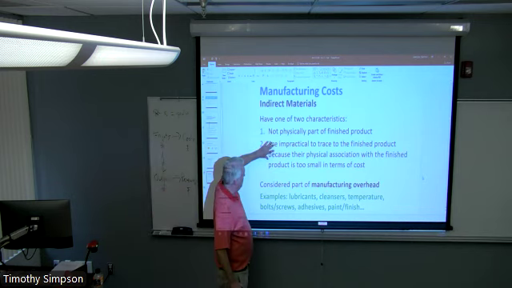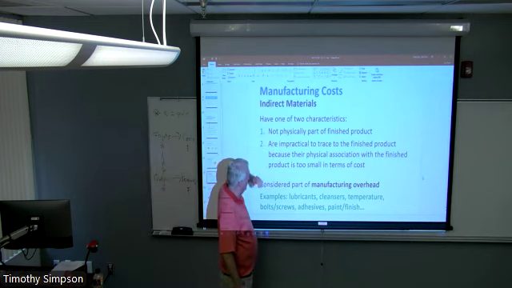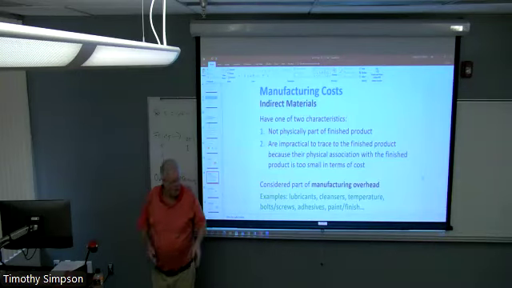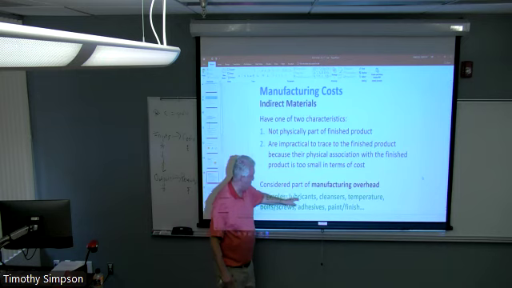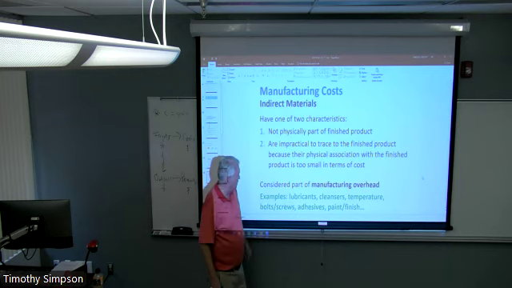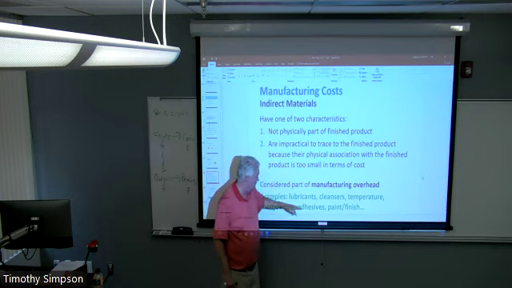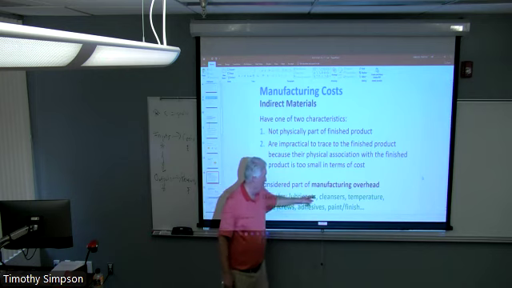Or they are physical, but they're very impractical to trace to the product itself, either because they're too small or they're too abstract and nobody wants to really account for them. And that would include things like lubricants, like the grease that goes into moving parts, nuts and bolts and screws, things like glues and tapes and adhesives, paints and finishes.